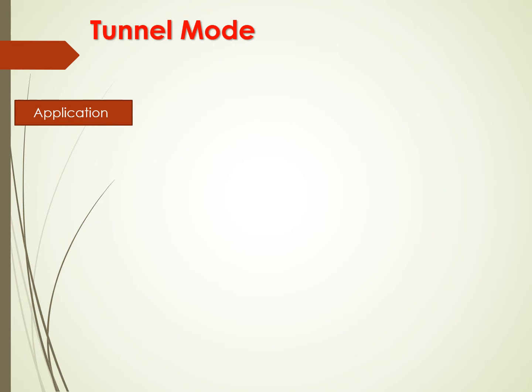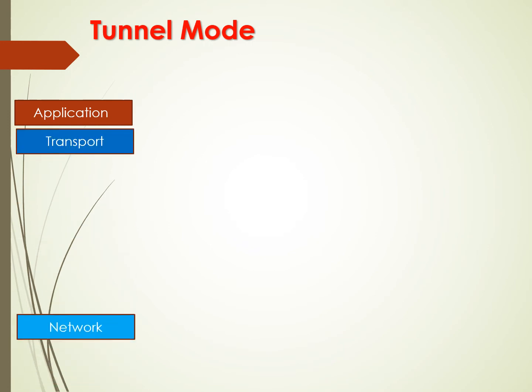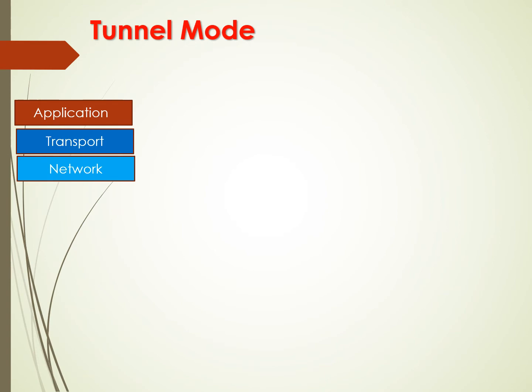The OS layers start with the application. Then the data will be delivered to the transport, then it is given to the network, then to the data link, then to the physical layer. So this is how the data will be transmitted from one layer to another layer. It's the architecture of the data transmission.